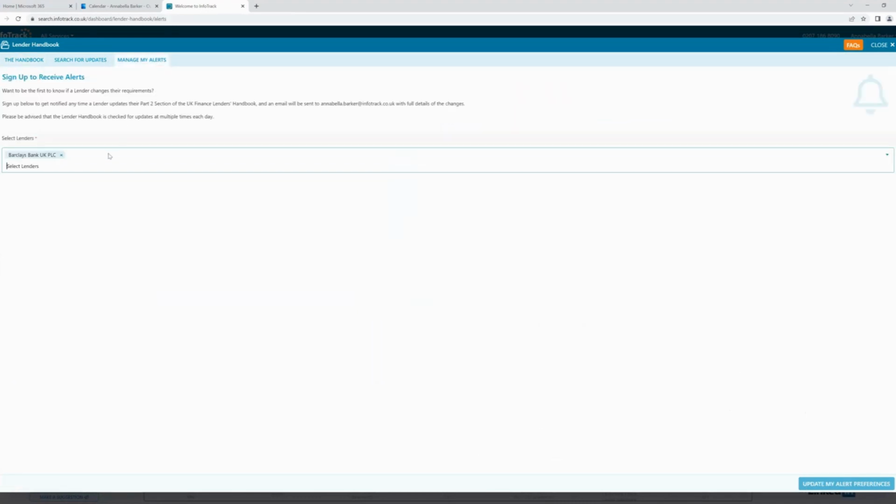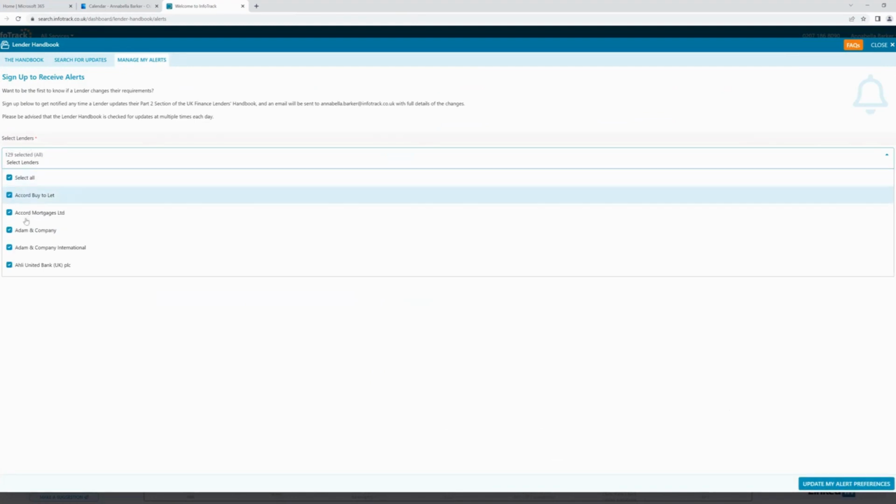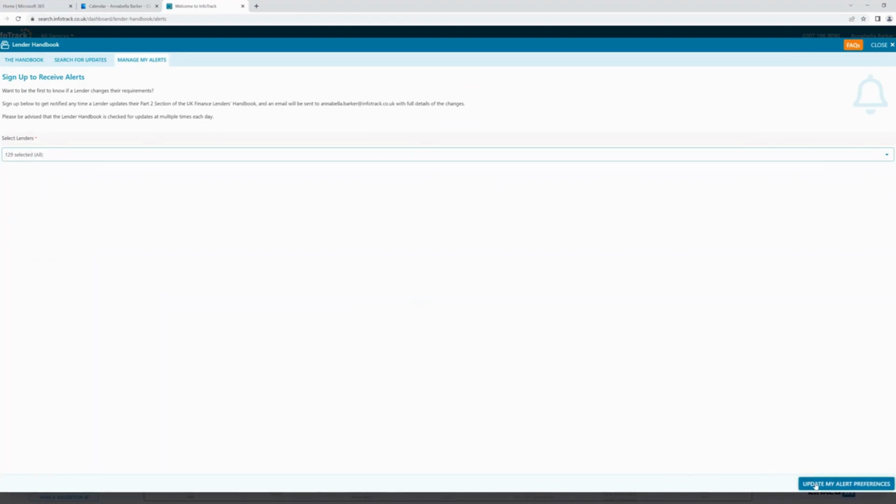So here you can sign up to receive alerts for any or all lenders. So just select which lenders you want to receive alerts for. And then in the bottom right, click Update My Alerts Preferences. And then what this means is we'll send you an email when the lender makes the change so that you can be proactively updated to that.